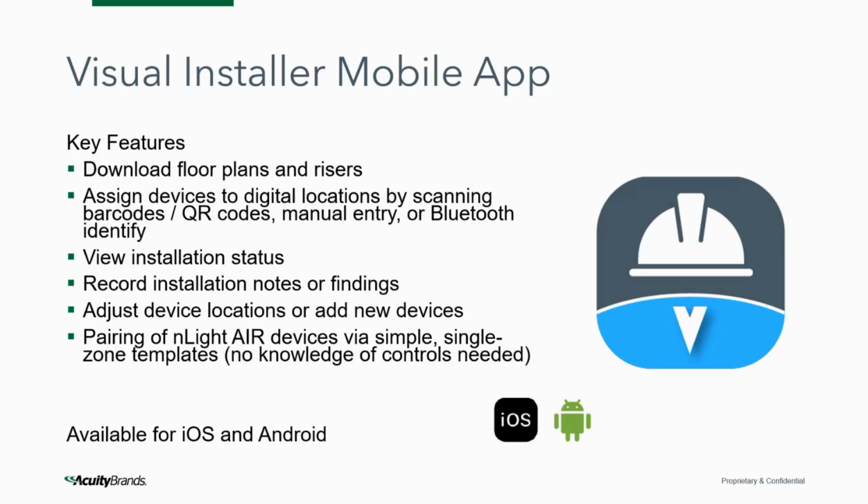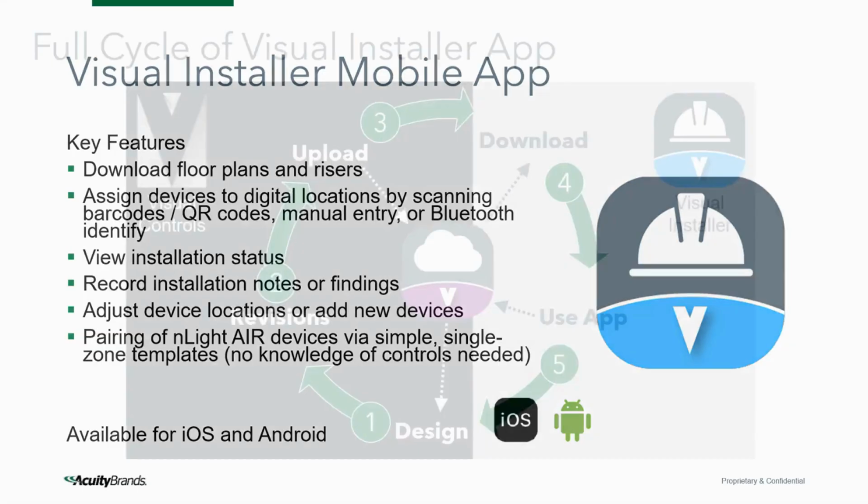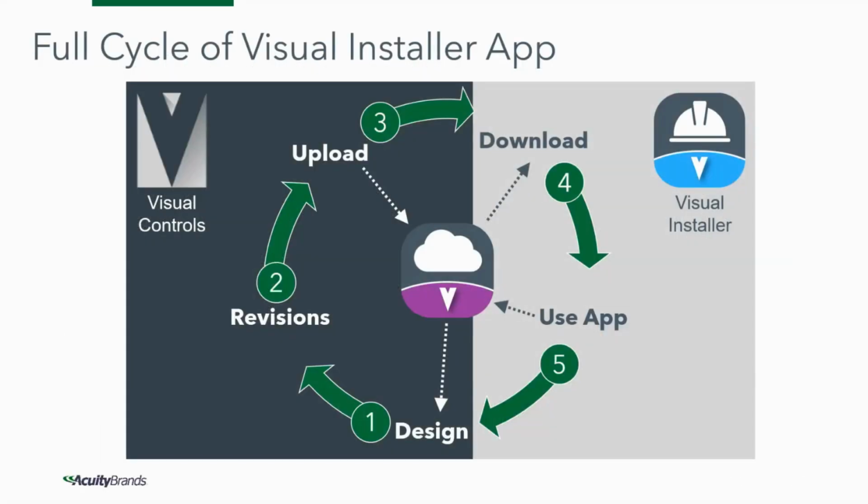So not only do we have our mobile app, the full suite of Visual Installer is going to be 3 parts that we built as an overall solution. The first is going to be Visual Controls, which is mainly something that our agency users create our designs on. So you're really not going to see this. This is more behind the scenes, but I like to show it so that you get a full view of what that looks like.